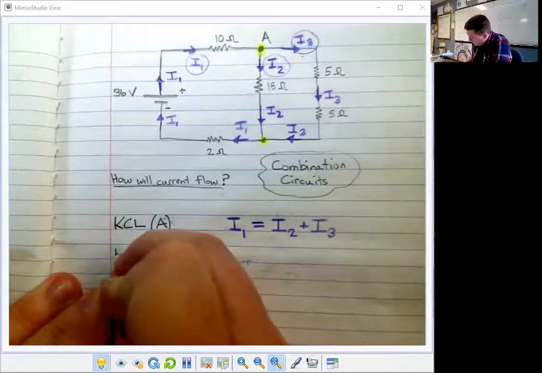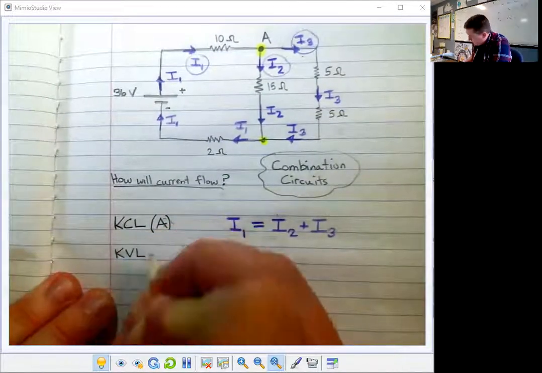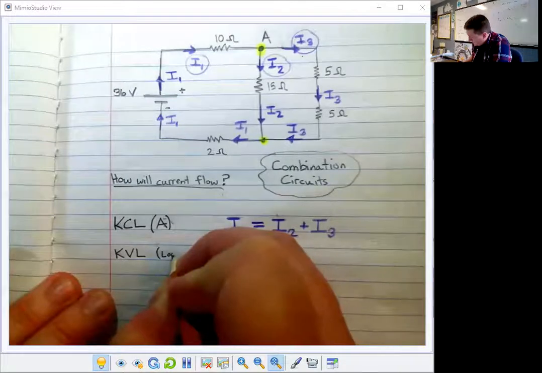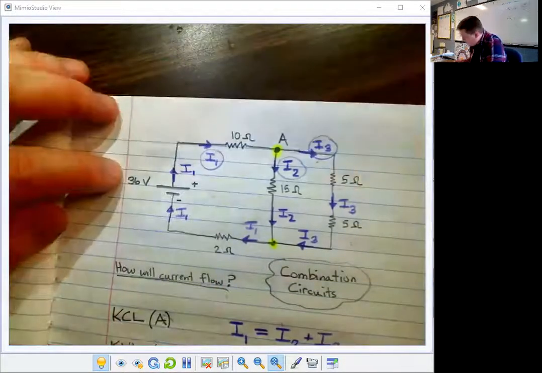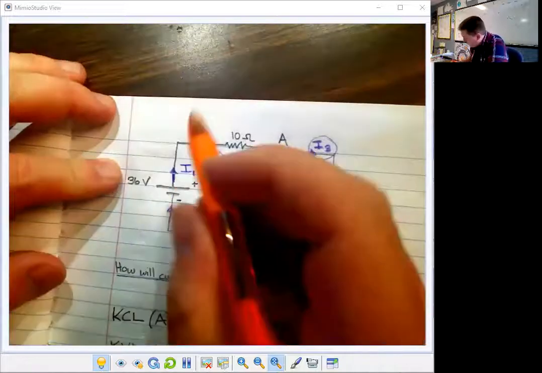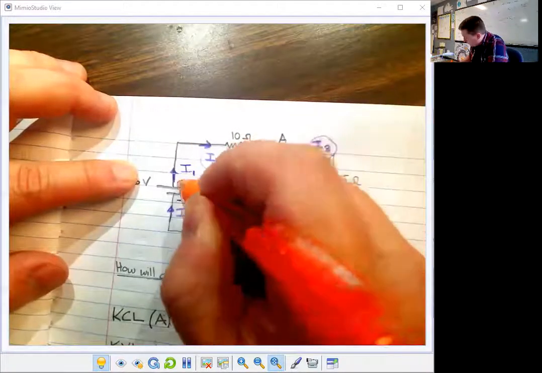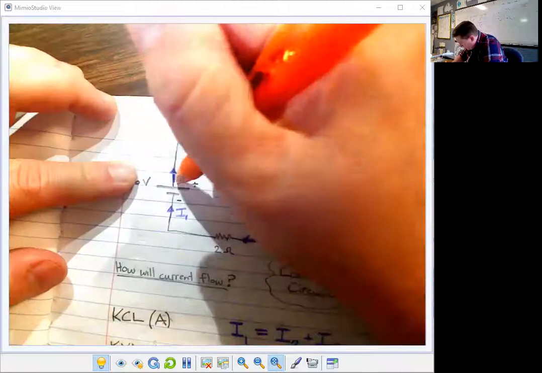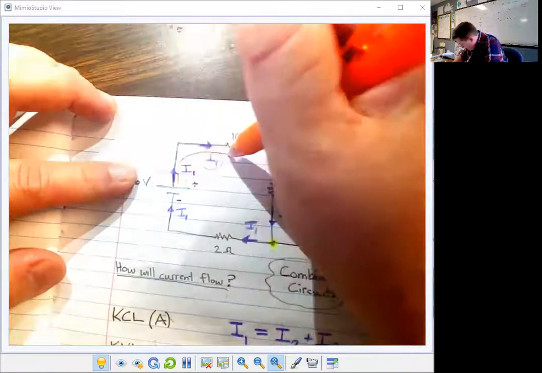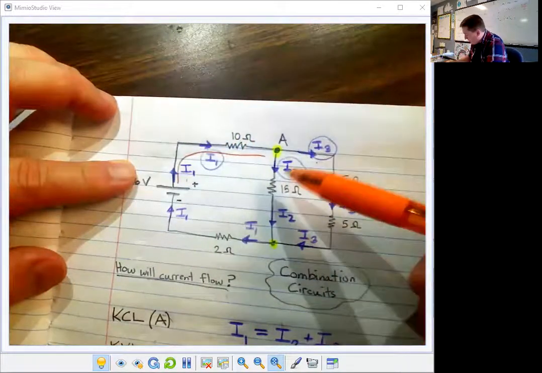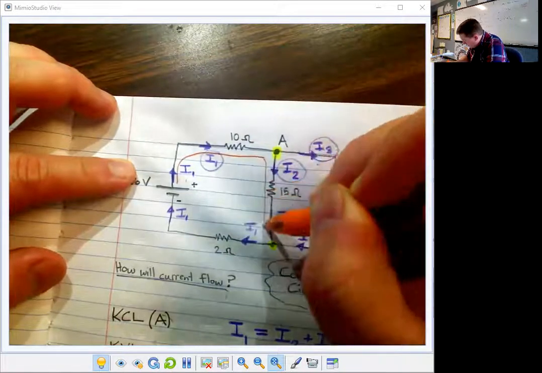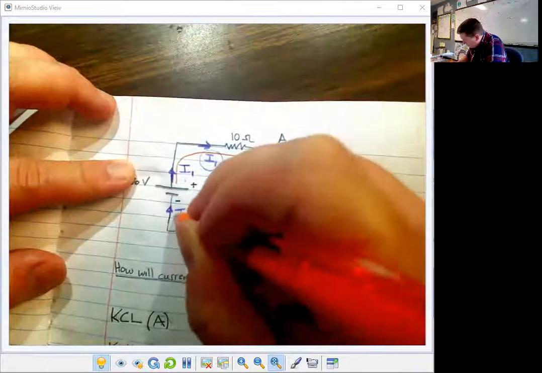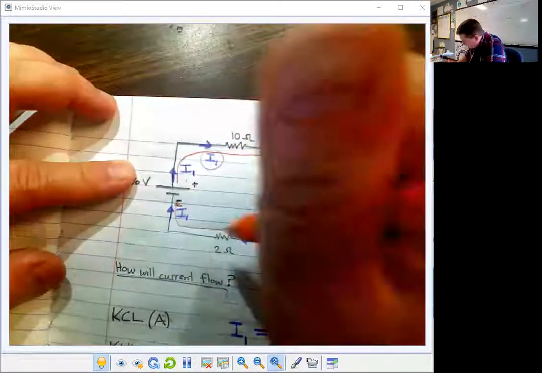So Kirchhoff's voltage law is for a loop. So let's do a loop from the battery. Remember, you must start from the positive of the battery, and you go with the flow. So here we go, I'm going to go with the flow. And when I get to this point, I can go down this path or that path. Let's just do the first path. Okay, so I'm going with the flow until I get back to the battery, and that's my loop 1.